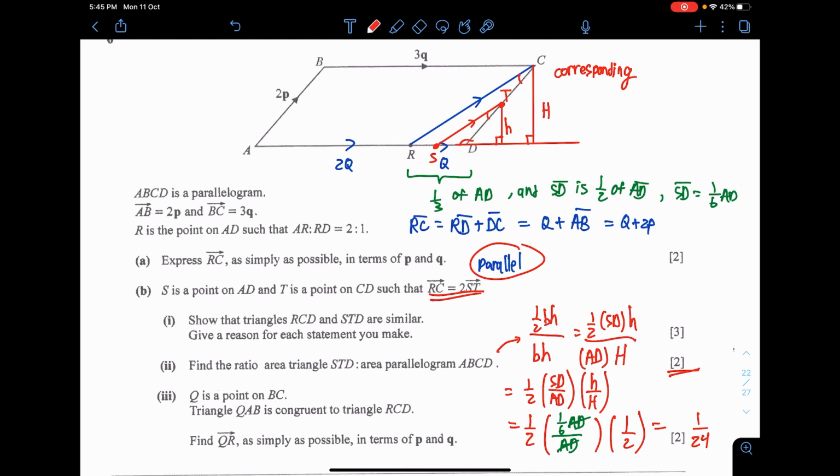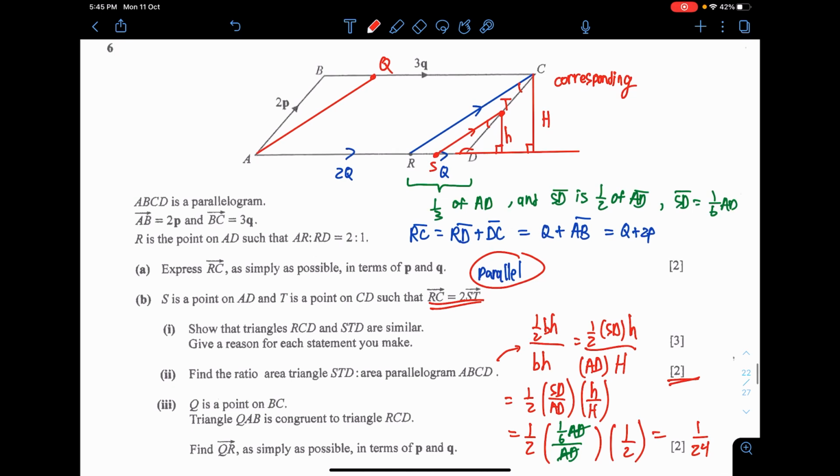Okay, I can say that Q is somewhere around here. It looks somewhat congruent, right? If I do it like this, somewhat. Okay, RCD. In that case, the distance from D to R must be the same as B to Q, meaning to say that this is actually 1Q. If I put a vector here, BQ is 1 unit, 1Q.